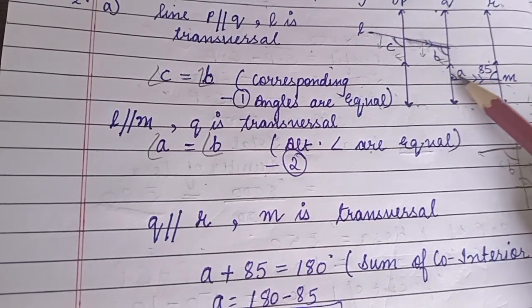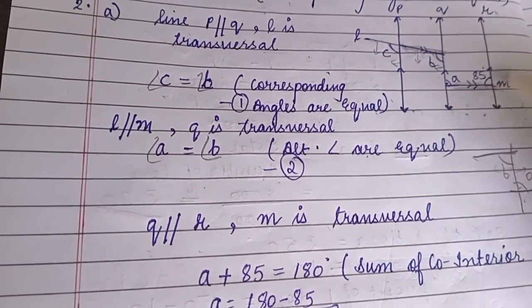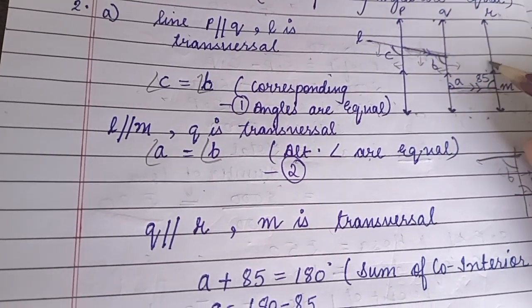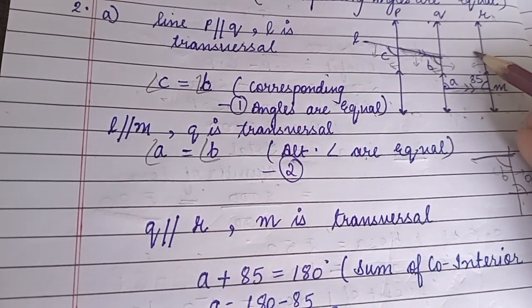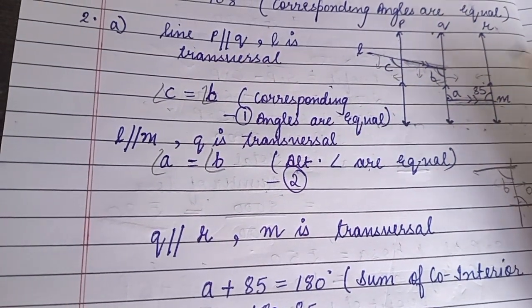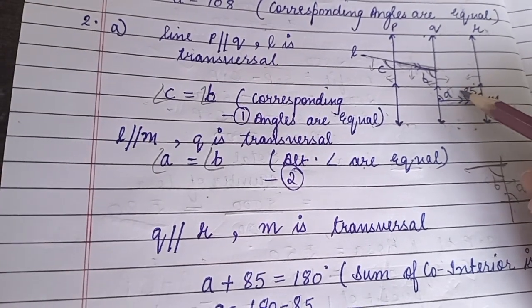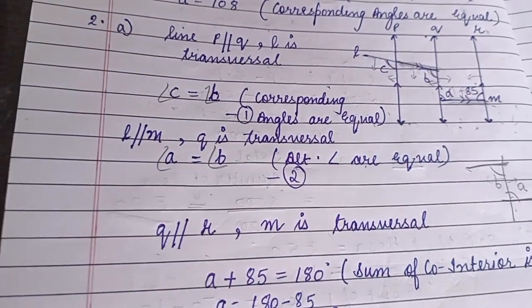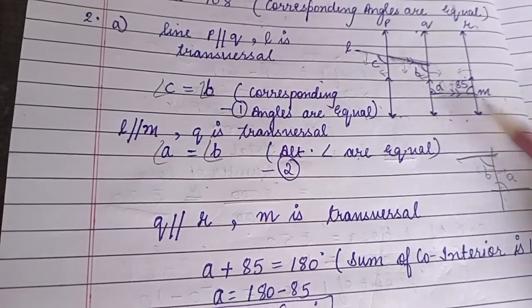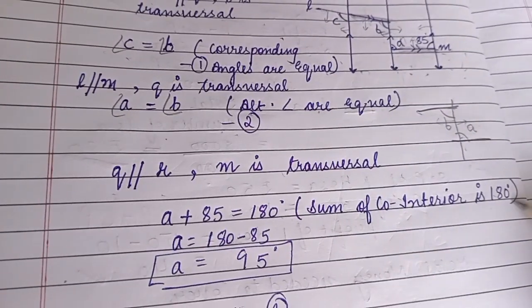Now A plus 85 degree. What will be A plus 85? Because they are interior. See, they both are in the interior of the parallel lines. So interior, that will be co-interior. Why co? Are they on the same side of the transversal? Check it. Yes, they both are on the same side of the transversal. A plus 85 is equal to 180 degree. Why? Sum of co-interior angles is 180 degree.